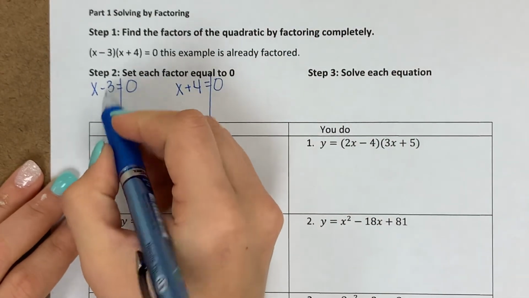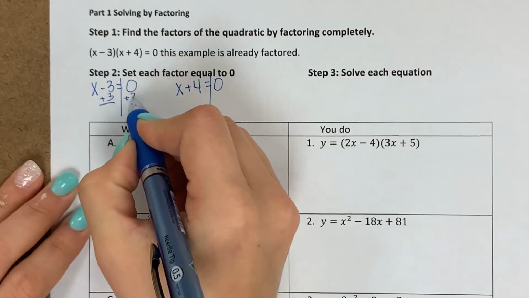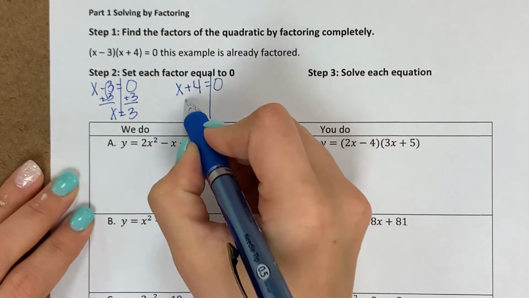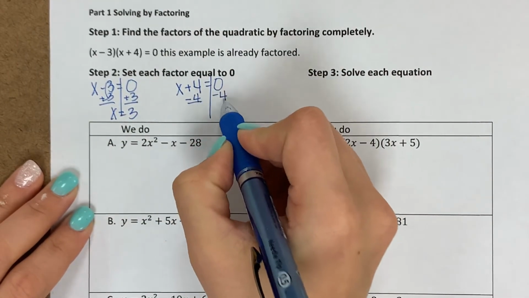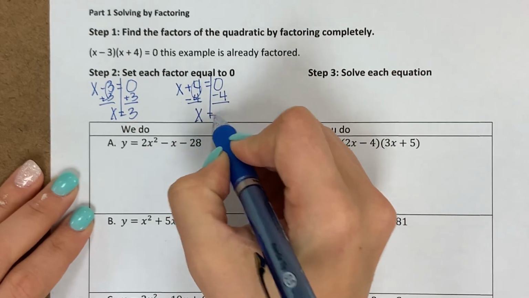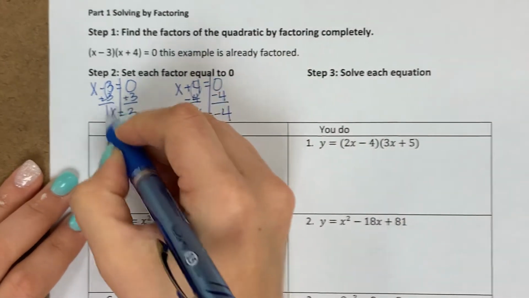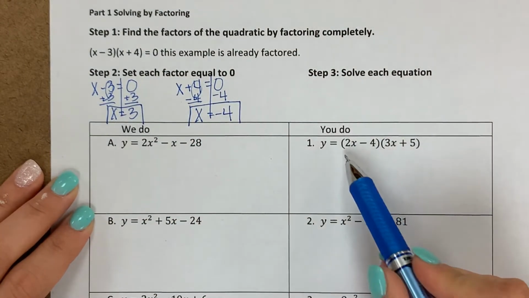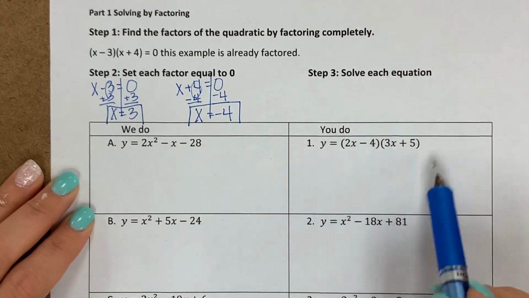So how do we get rid of a minus 3? Add 3, add 3. That's 0, so now we have x equals 3. Next one, minus 4, those go to 0, so x equals negative 4. So our two solutions would be x equals 3 and x equals negative 4. That's all we're doing. And notice the one you'll do on your own is actually already set up like that.